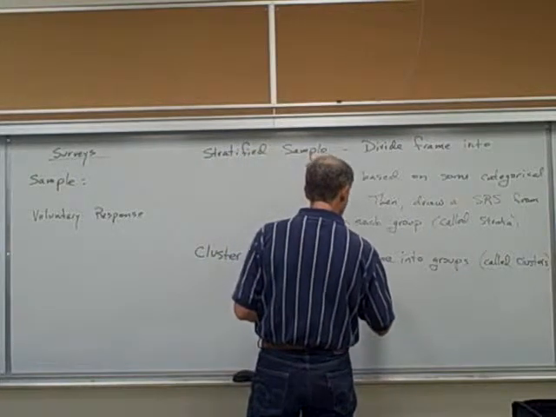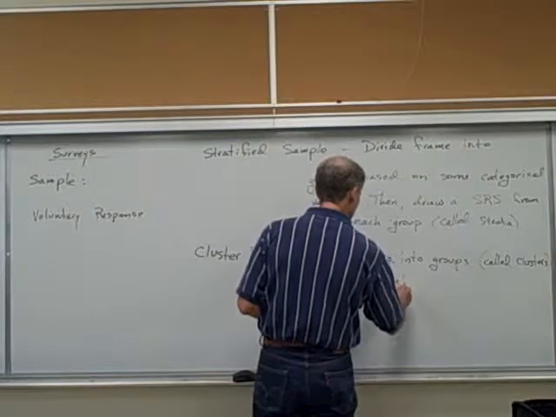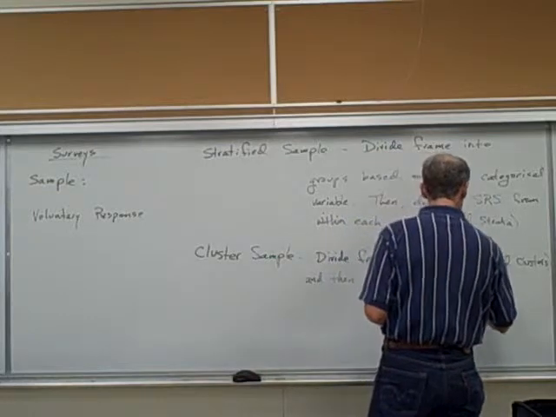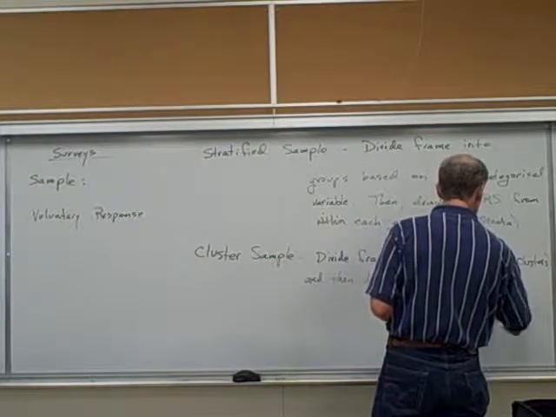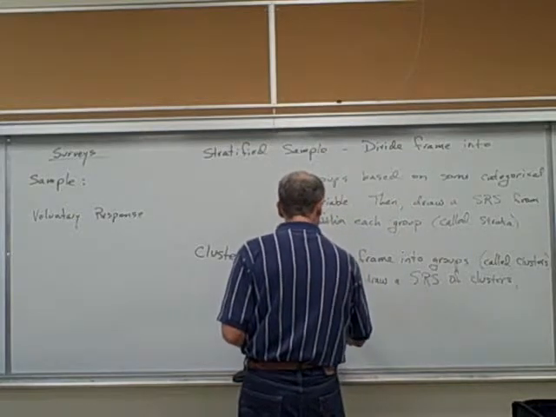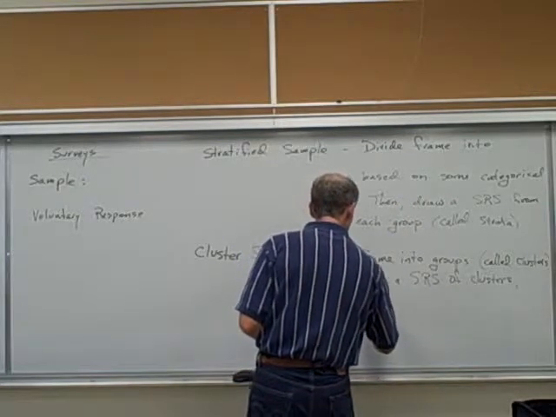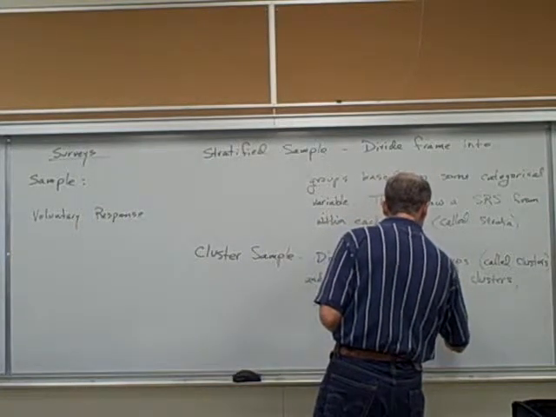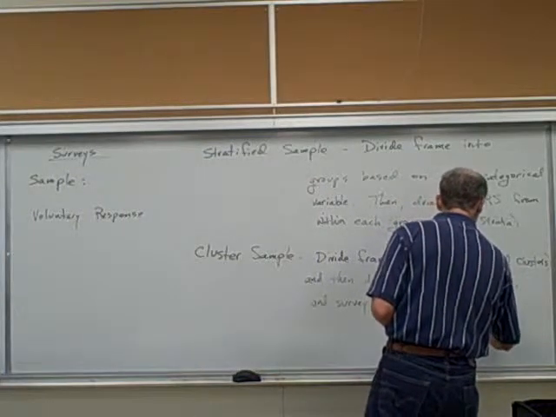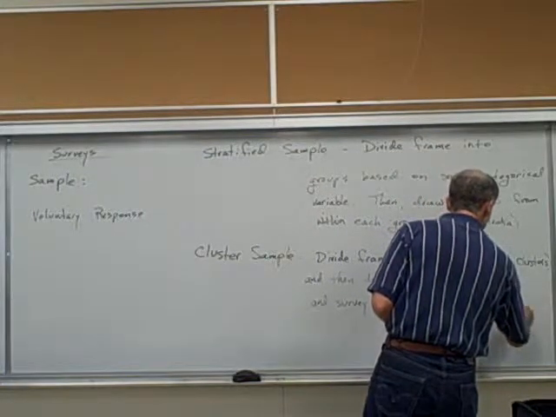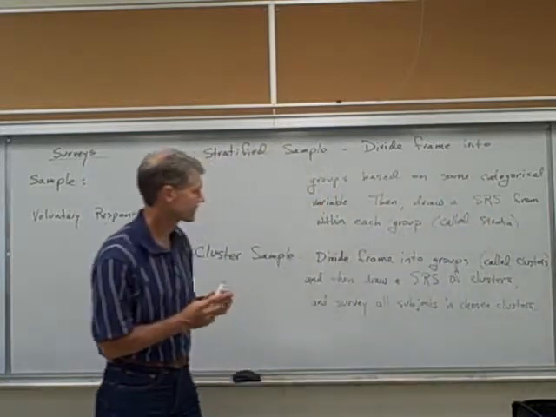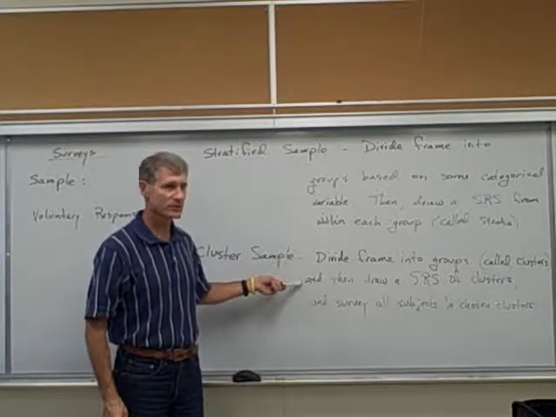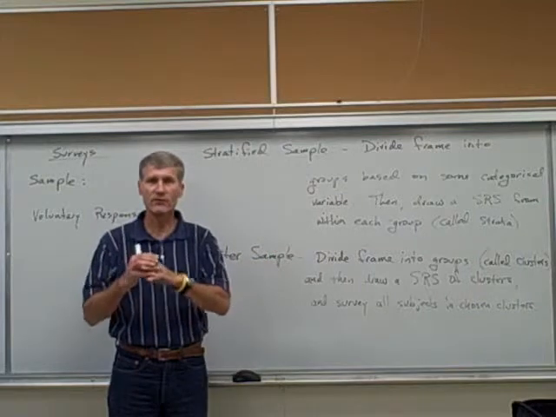And then draw a simple random sample of clusters and survey all subjects in chosen clusters. Okay? Divide the frame into groups, then draw a simple random sample of those groups. Then once a group gets chosen, you survey everybody that's in that group.